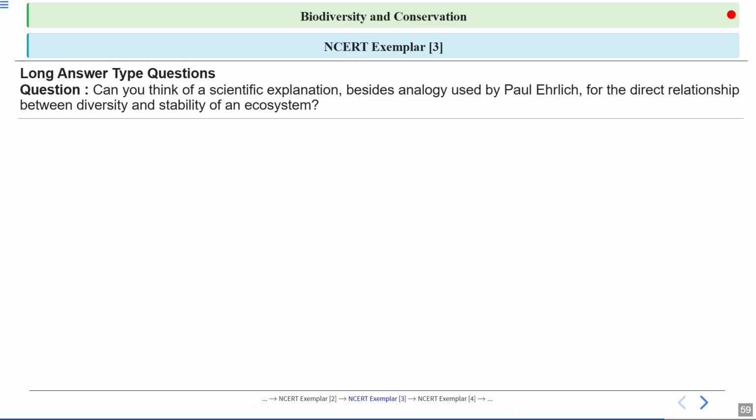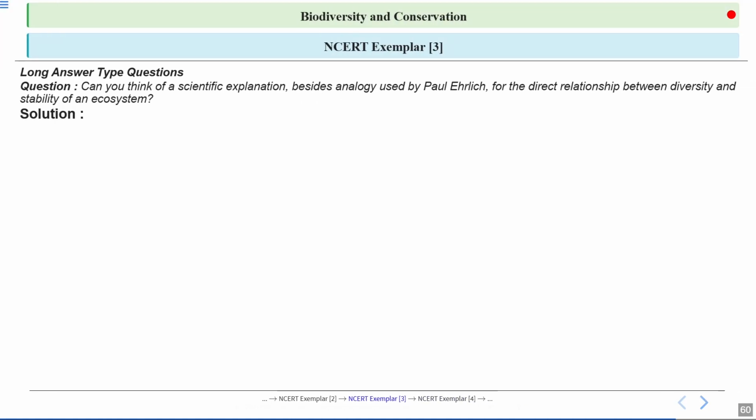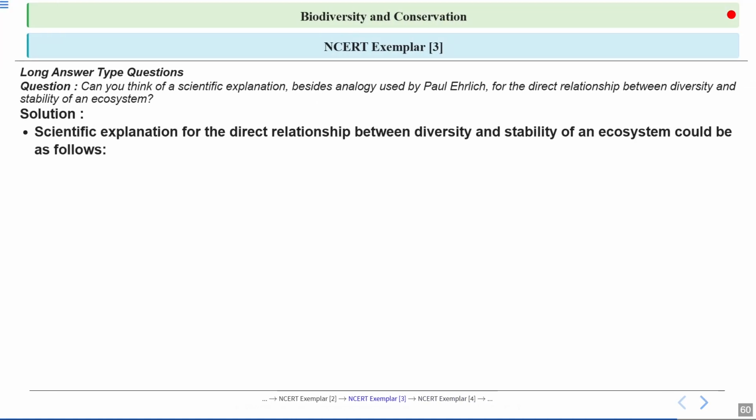Next question. Can you think of a scientific explanation besides the analogy used by Paul Ehrlich for the direct relationship between diversity and stability of the ecosystem? Let's have a look at the answer. Now, the scientific explanation for the direct relationship between diversity and stability of the ecosystem could be as follows.